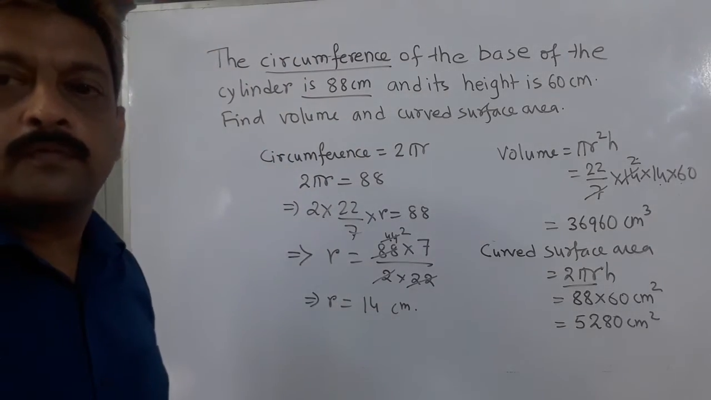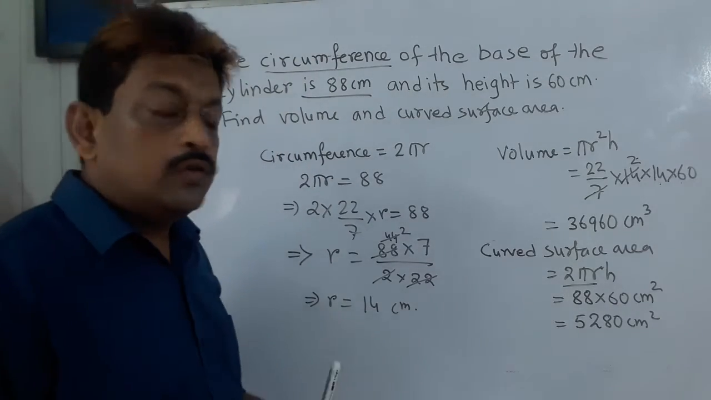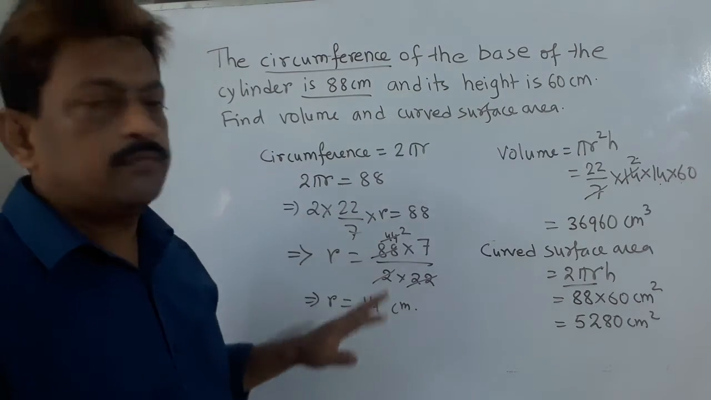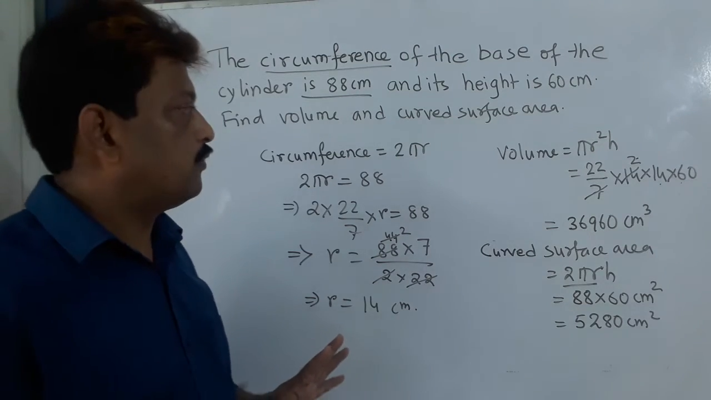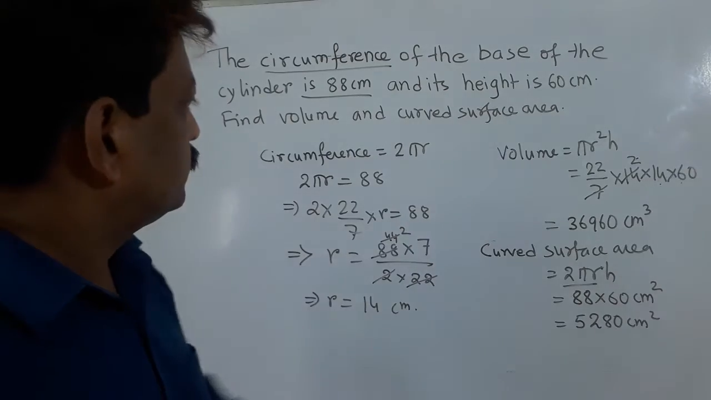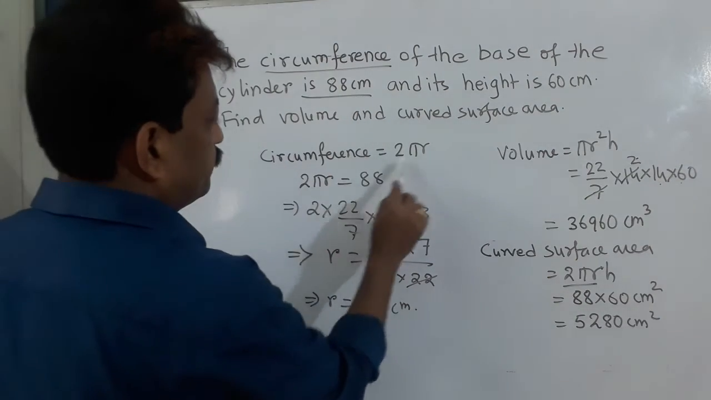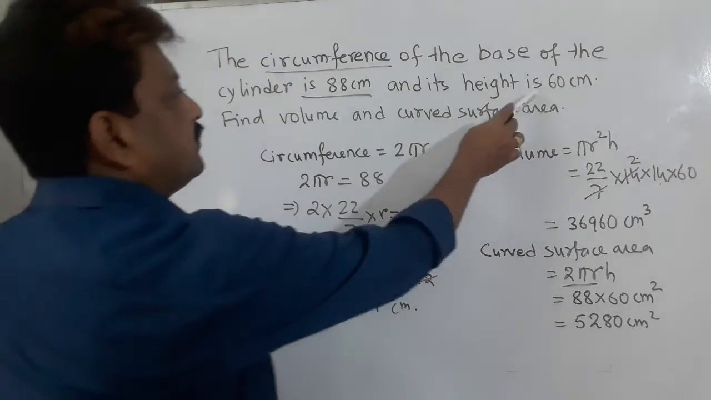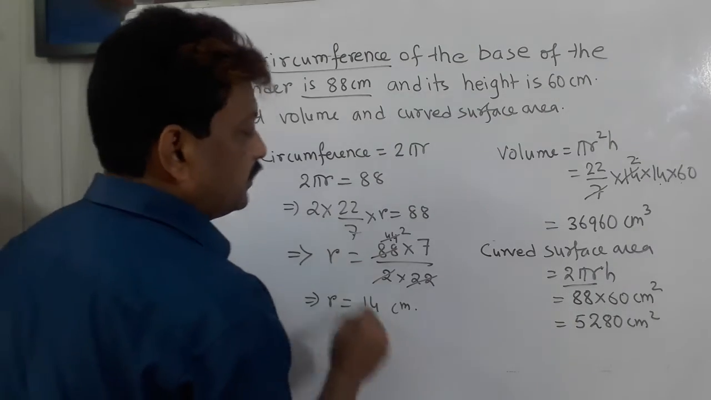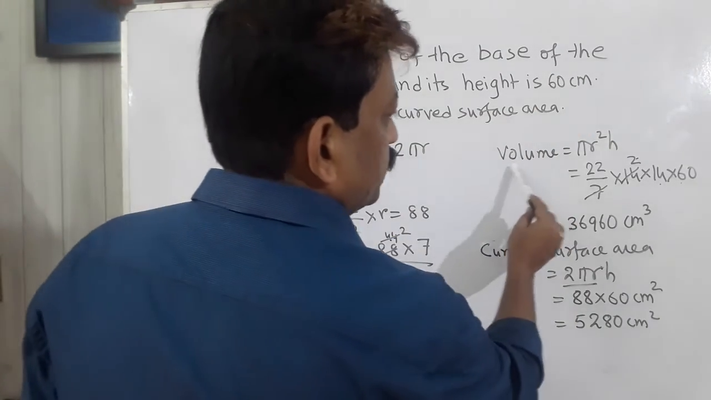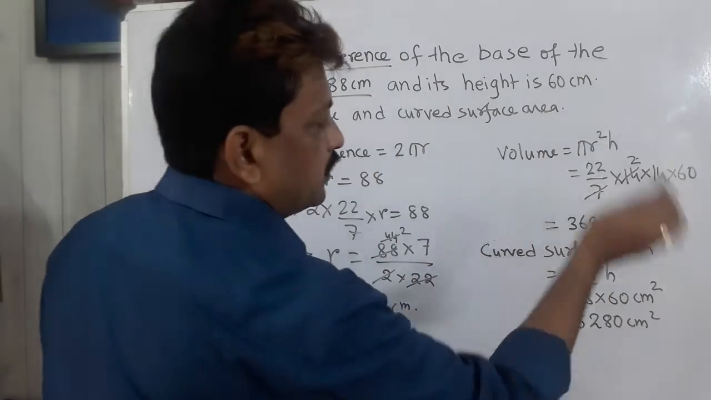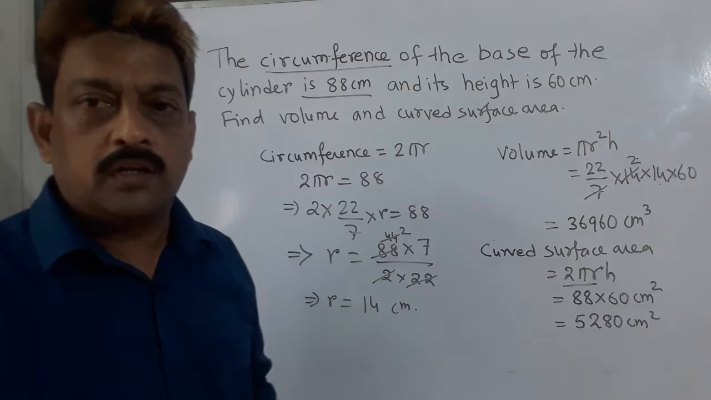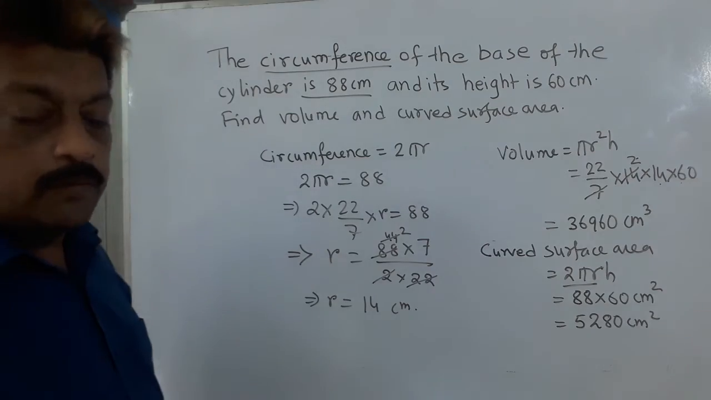Okay, so I hope you are able to understand, and that if this type of sum is given to you, you can easily solve it. Just go through the whole process again. Circumference was given, so with the help of circumference we can calculate the radius. The radius is 14, and then the height is given, so we now know the radius and the height of the cylinder, so we can calculate the volume using the formula. We can calculate the curved surface area also using the formula, and we can also calculate the total surface area, isn't it? Okay, so one more problem of this type.